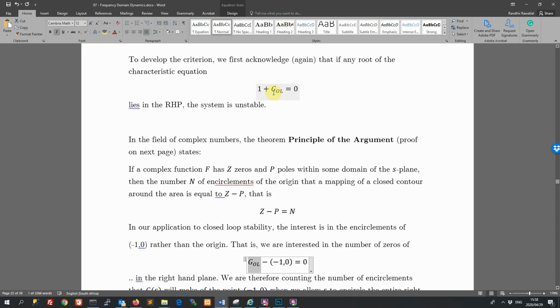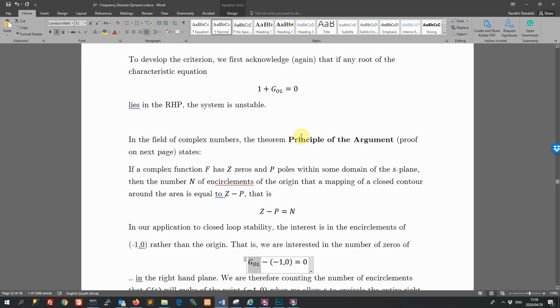So if we have any zeros of this equation in the right-hand plane, then we have an unstable situation. So we want to let S vary over the entire right-hand plane. And if we find that we encircle the minus 1, 0 point, then we know that we have instability in the system. Right? And in fact, that's what we have been using up to now.